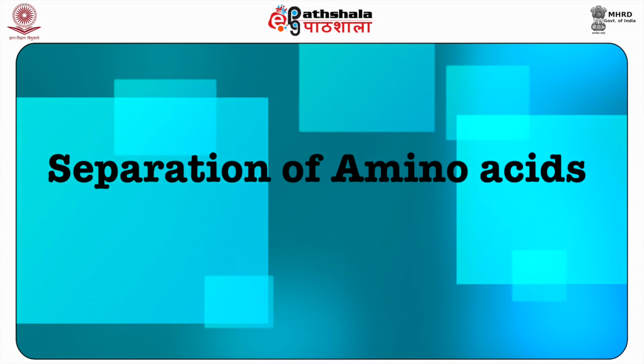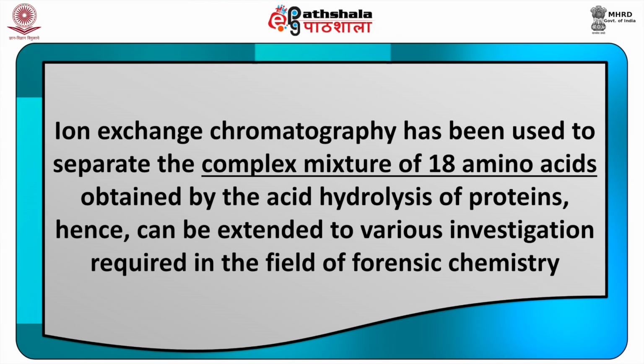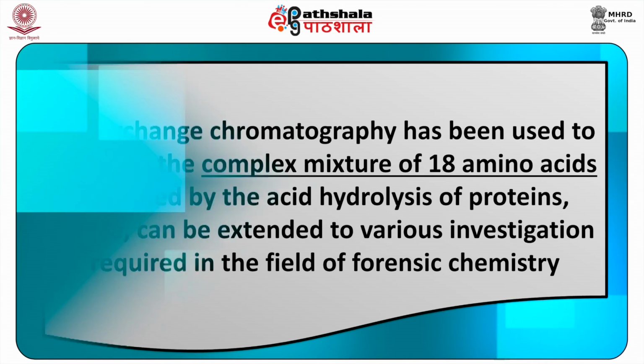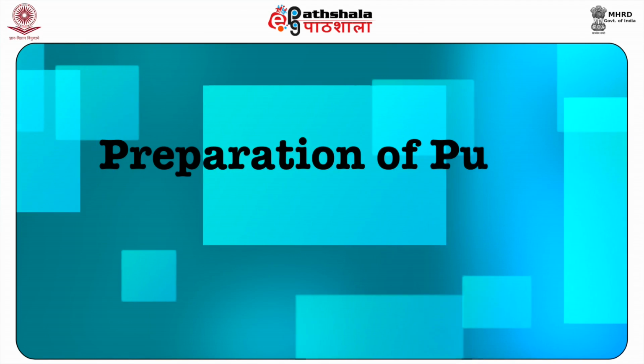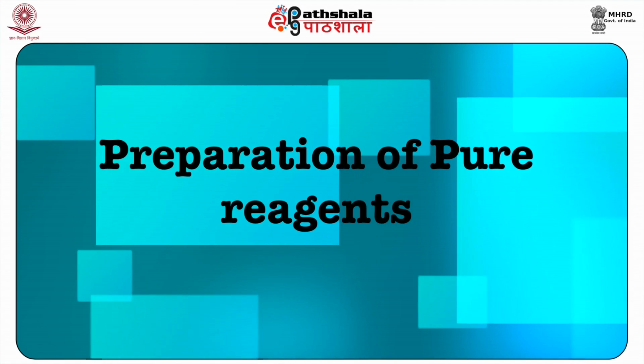Separation of amino acids. Ion exchange chromatography has been used to separate the complex mixture of 18 amino acids obtained by the acid hydrolysis of proteins, hence can be extended to the various investigations required in the field of forensic chemistry.